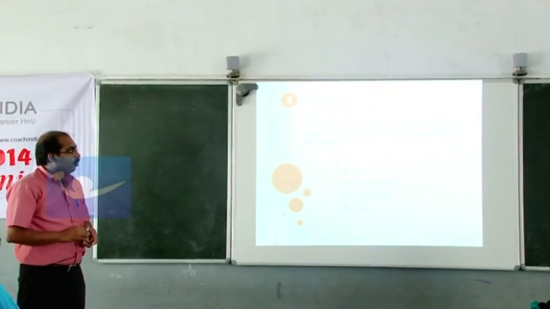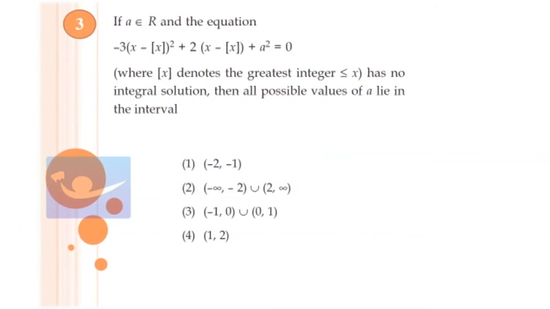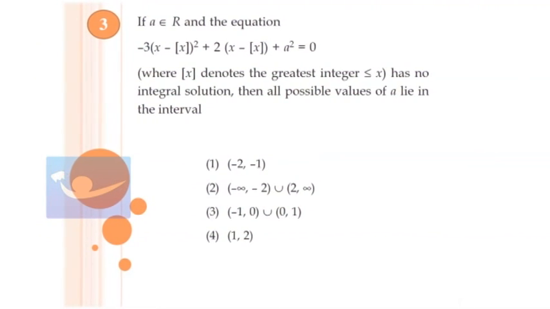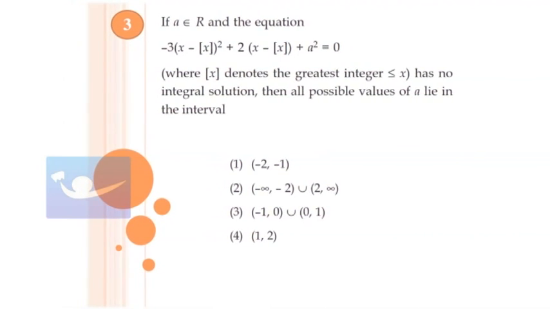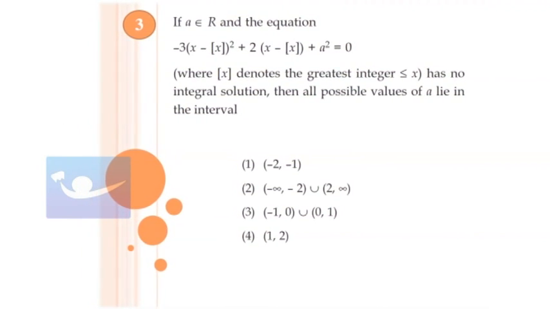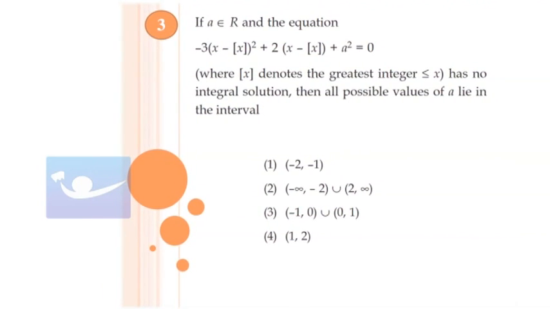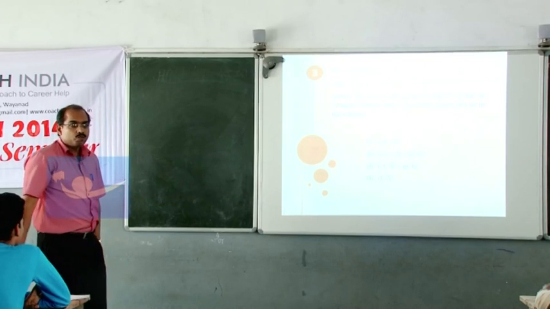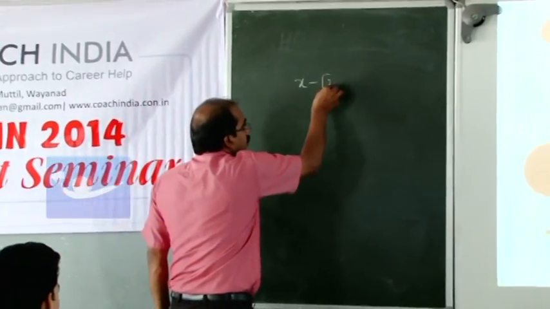a is an element of R. That means a is a real number, and the equation minus 3x minus greatest integer function of x square plus 2 into x minus greatest integer function of x plus a square equal to 0 has no integral solution. Then all possible values of a lie in the interval. First of all, you should know what is x minus greatest integer function of x.